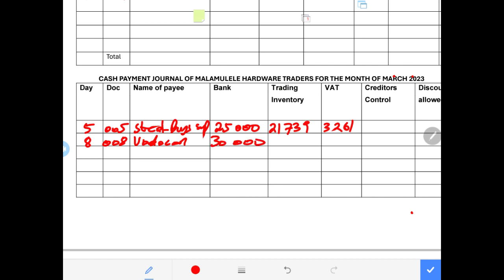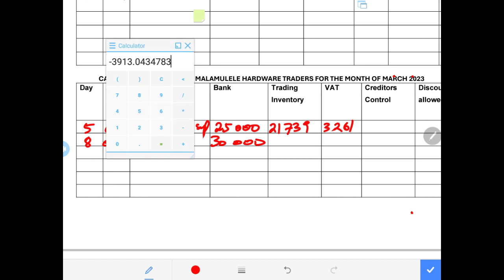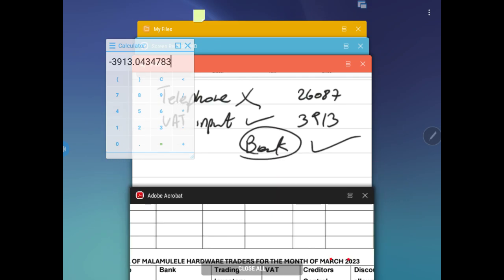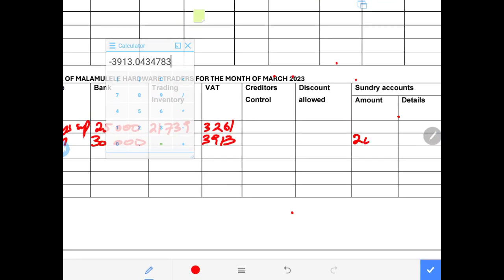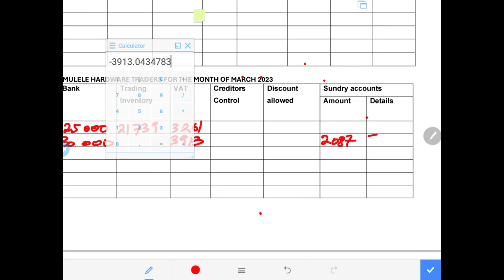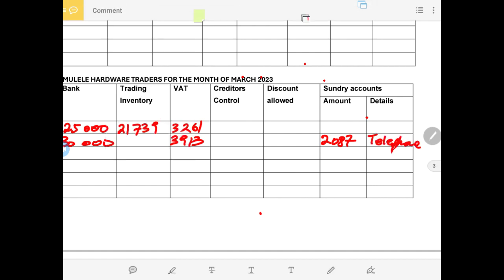That is the bank. It's not trading stock. We calculated VAT to be 3,913. There is no trading stock in the general journal either. There is no trading stock affected here. Then under telephone, we have to record under sundries because the telephone account does not have a column. So we record the 26,087. Then under details, we specify that this was for telephone cost that we have paid for.